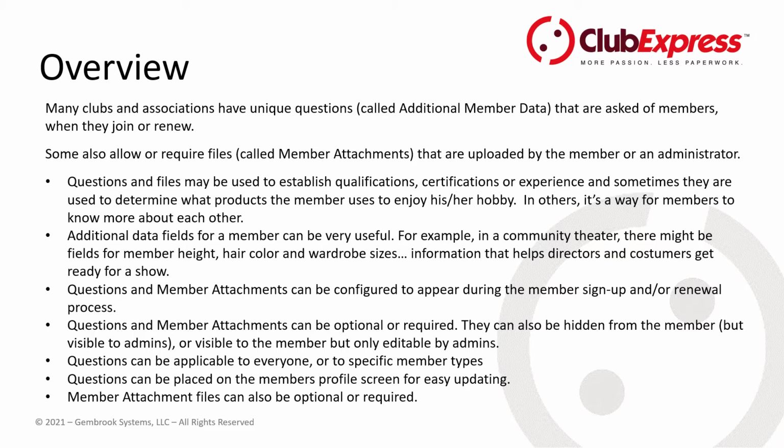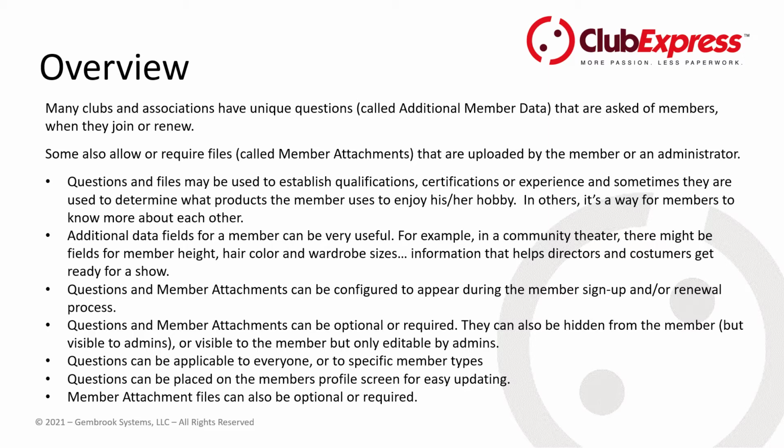For other organizations, it may just be a way for members to get to know more about each other, so that when you look at a member's bio screen, you can see the kinds of things that they're showing in their additional member data. These kinds of things can be really useful. I belong to a community theater, and in a community theater, as part of the members' additional member data, you might ask for clothing sizes, shirt size, dress size, things like that. This way, when somebody is casting or costuming, you have that information available to them. And the members are the ones that would typically update that information.